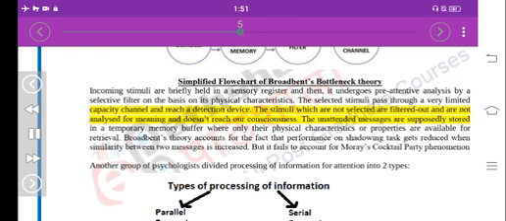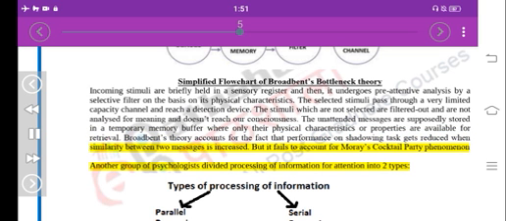The stimuli which are not selected are filtered out and are not analyzed for meaning, and do not reach our consciousness. The unattended messages are supposedly stored in a temporary memory buffer where only their physical characteristics or properties are available for retrieval. Broadbent's theory accounts for the fact that performance on a shadowing task gets reduced when similarity between two messages is increased. But it fails to account for Moray's cocktail party phenomenon.